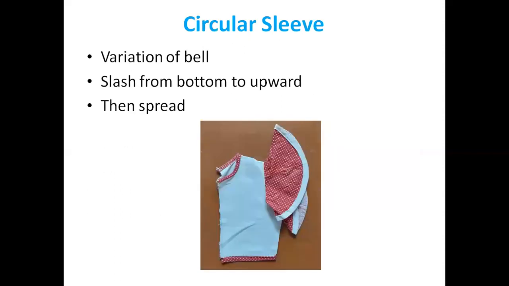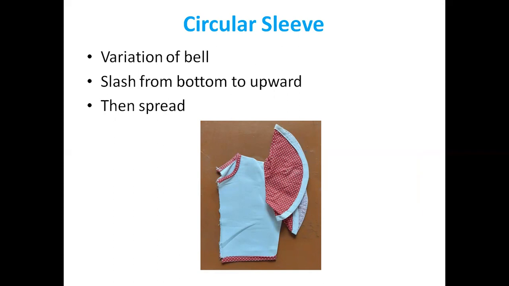Then circular sleeve. Circular sleeve is just a variation of the bell sleeve. That bell sleeve is 3/4 sleeve, but this circular sleeve is usually a short sleeve. In bell sleeve, you will be having the bell shape only from the elbow portion, but here in circular sleeve, you will be having the entire sleeve as a circular shape. So it is just considered as a variation of the bell sleeve.